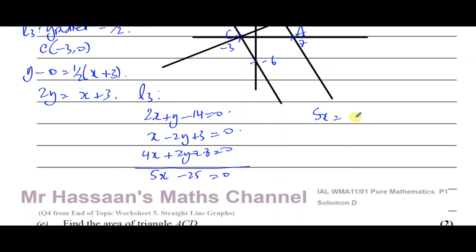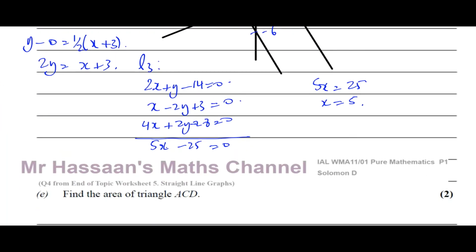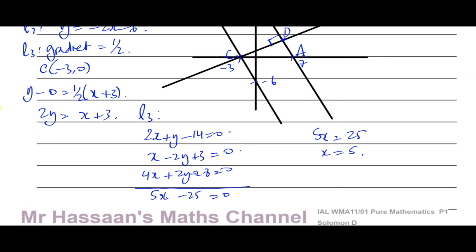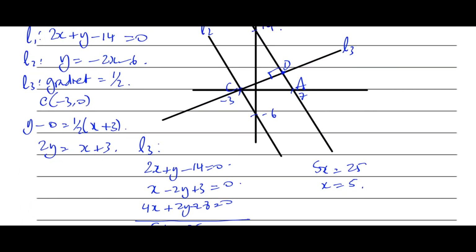So x equals 5. And I think that's what we had to show. Good, the x coordinate is 5. So far, so good. And we can find the y coordinate by substituting into any one of these equations, for line 1 or line 3.